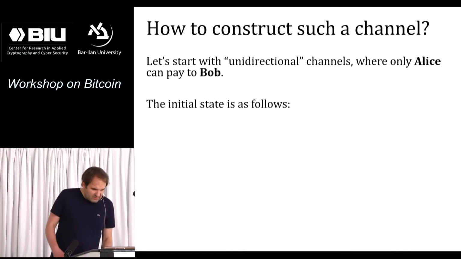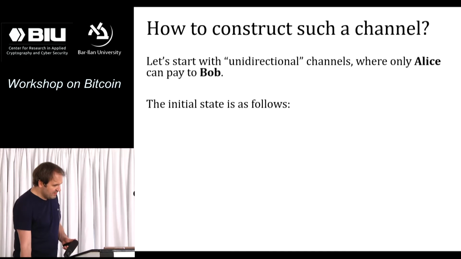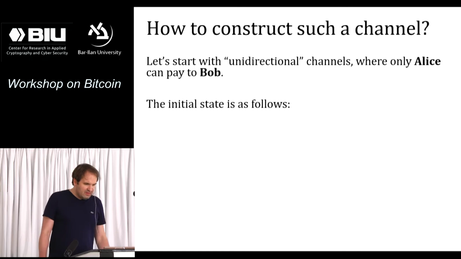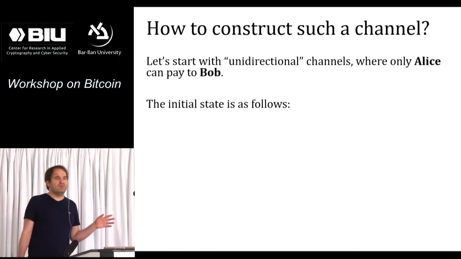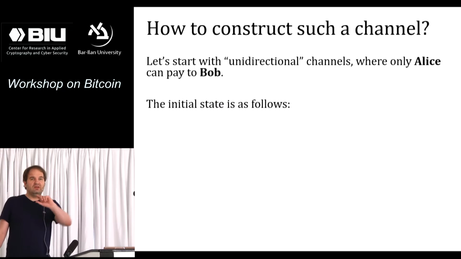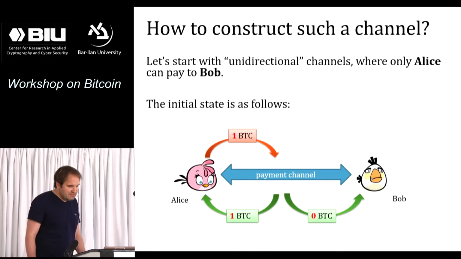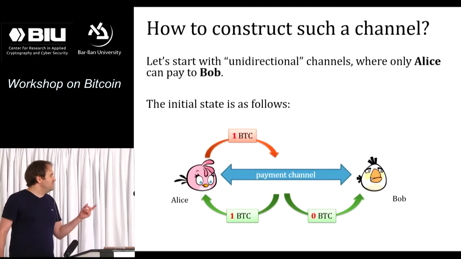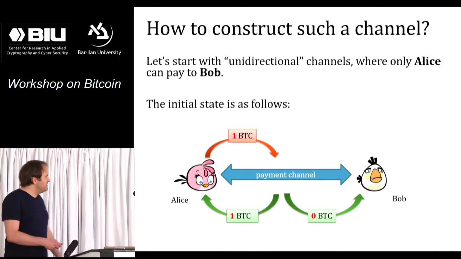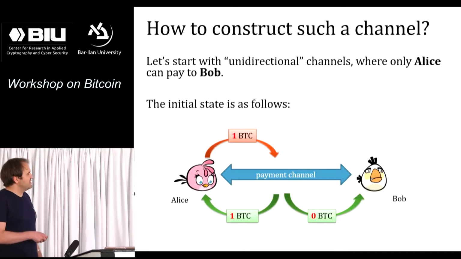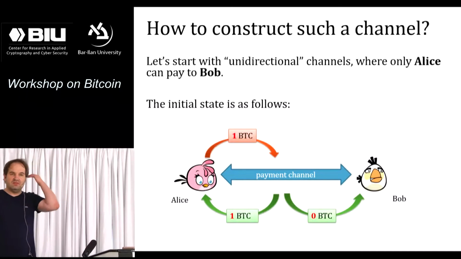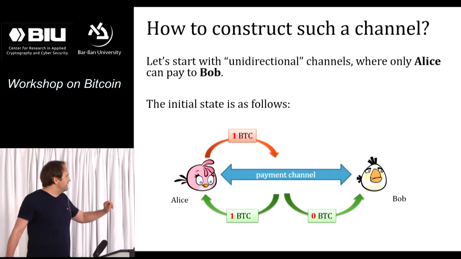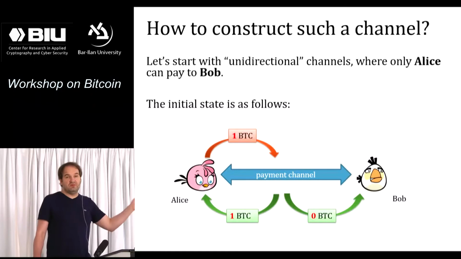We start with something called a unidirectional channel, where only Alice will pay to Bob. Then we will talk a little bit more about how to invert the direction of the channel. So the initial state is like this. Alice pays 1 Bitcoin, Bob pays nothing, because it will be just Alice paying to Bob. But initially the state should be like this, that everything goes back to Alice, because she hasn't yet bought anything from Bob, and 0 goes to Bob. Then they want to start to adjust it, like 0.99 to Alice, 0.01 to Bob, and so on.